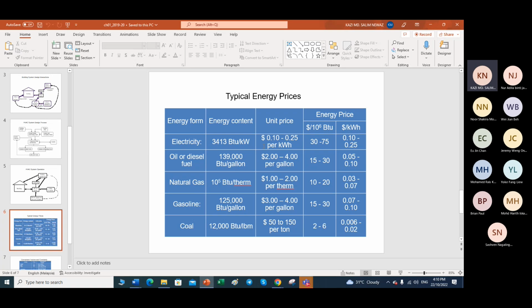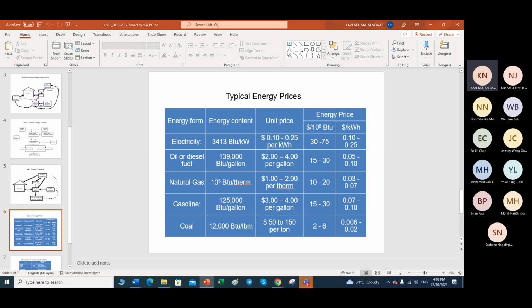So you see there, hydroelectric and these things reduce that. Then per gallon we get 2 to 4. Here per kilowatt hour we get $0.10, and here we get 0.05. Gradually, the price is going down with the quality of the fuel.